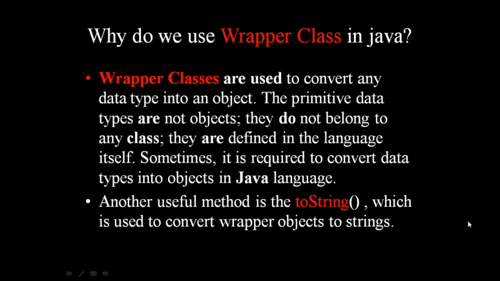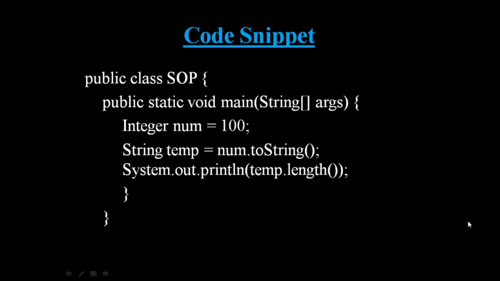Another useful method is the toString method, which is used to convert the wrapper objects to strings. That is, we can convert any wrapper object to string type. Now let us go for a code snippet where we can find the exact logic. Here you can see inside the SOP class we have an integer object that is storing 100 in the num variable. Again, in the string variable temp, the num variable is being converted to string type using the toString method.